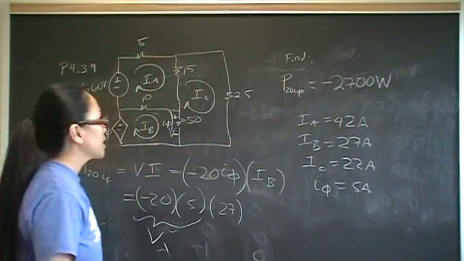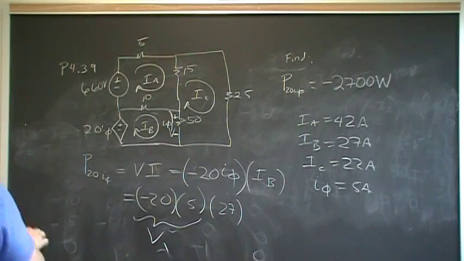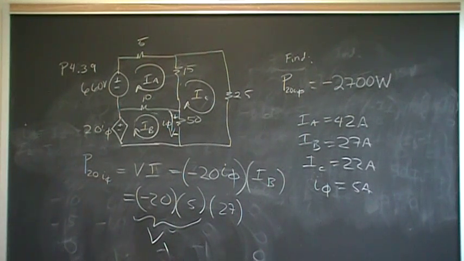The negative sign tells me this dependent voltage source generates power in the closed system. So if it had been positive, then that means that dependent voltage source would be receiving a charge from the 660. But in this case, it's negative, it's generating power.